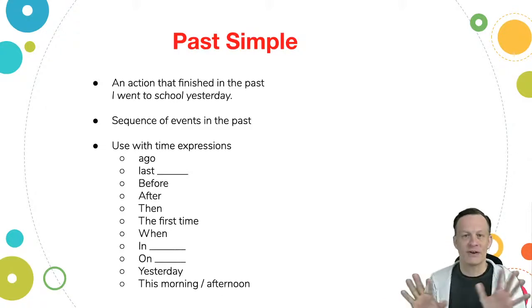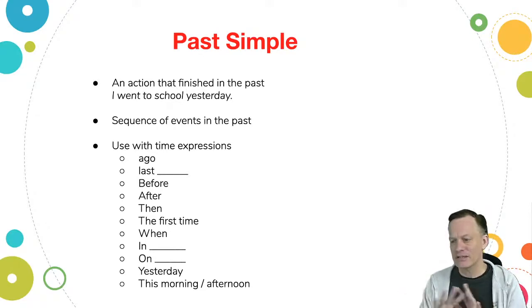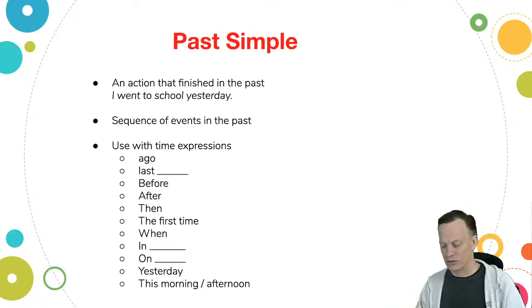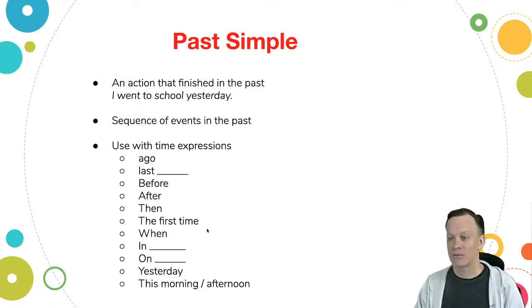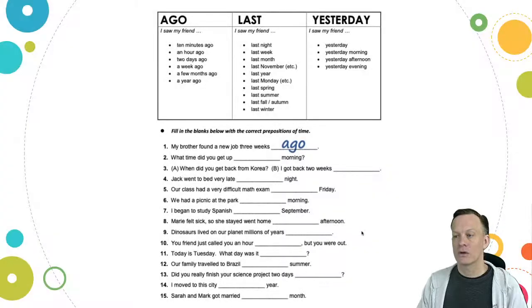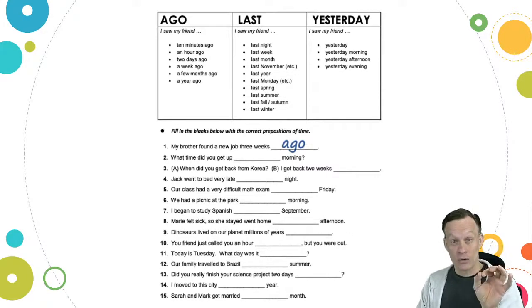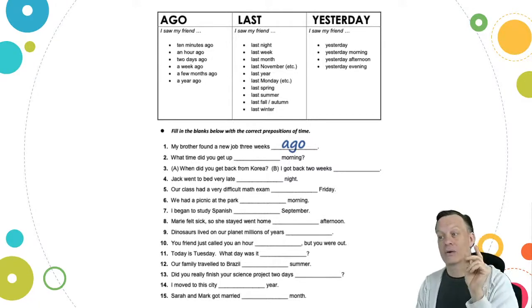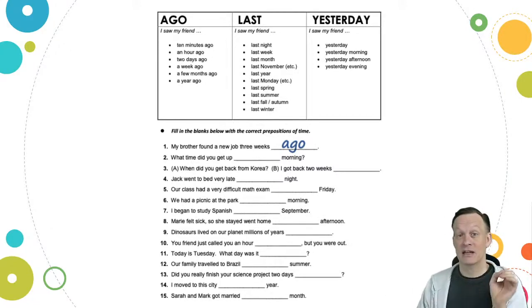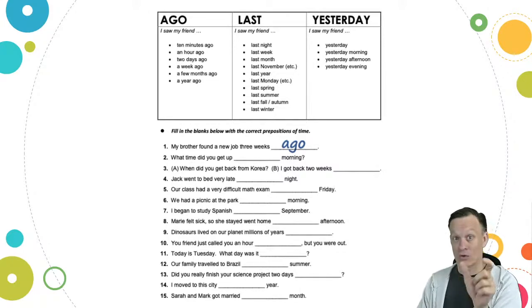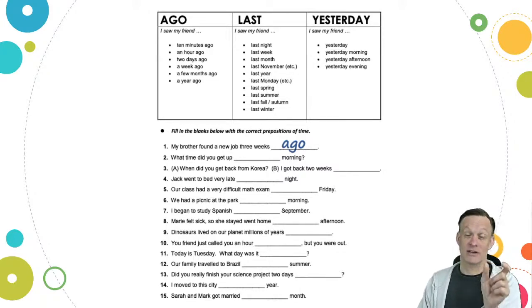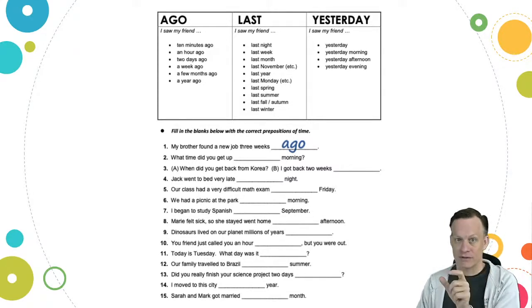Okay, so this is very simple. Yeah, es muy sencillo. This is very simple, and I only wanted to review this quickly. So let's go and look at our ago, our last, remember, without the article, and our yesterday. So we can use yesterday as a time, simply as it is, yesterday, or it can be as an adjective, yesterday morning, right? Yesterday afternoon, yesterday evening.